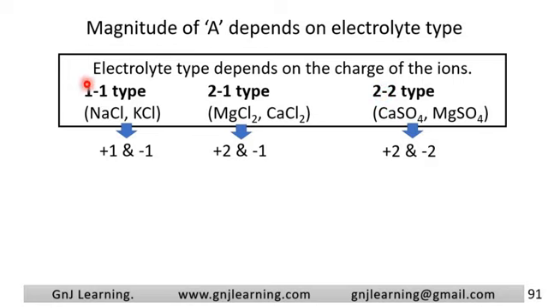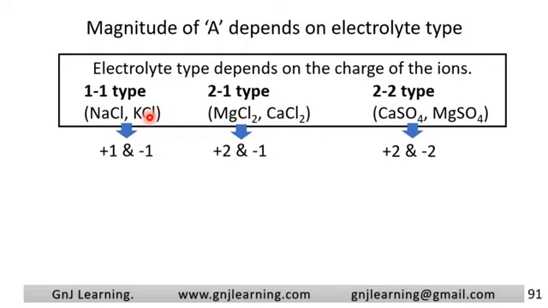In the case of 1,1 type, the value of A, or the magnitude of A, will always be the same. So that means the value for NaCl and KCl will be the same. That slope will always be the same for strong electrolyte. I am speaking about strong electrolyte. If it is a weak electrolyte, there is a different story that we will see in the next slide.